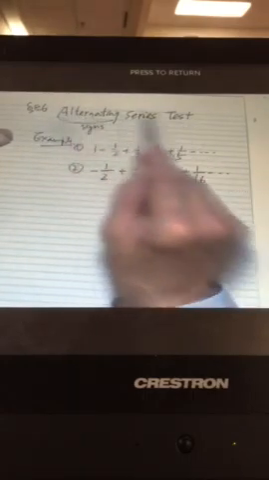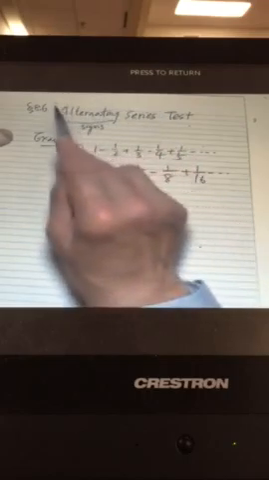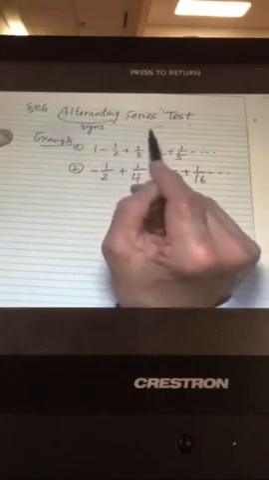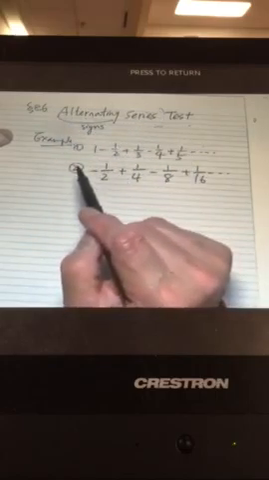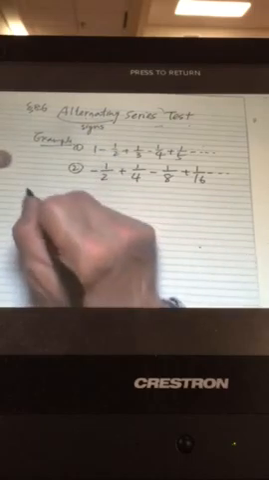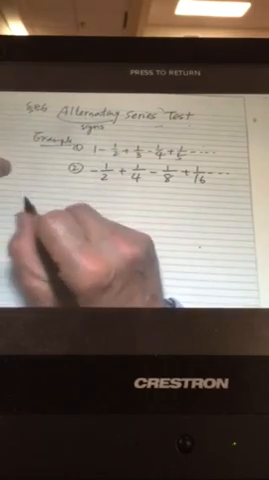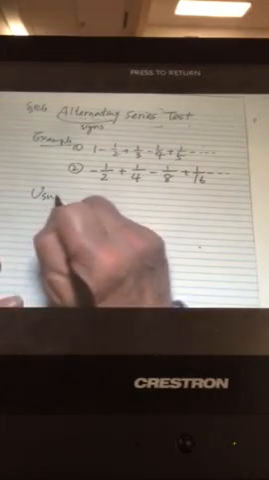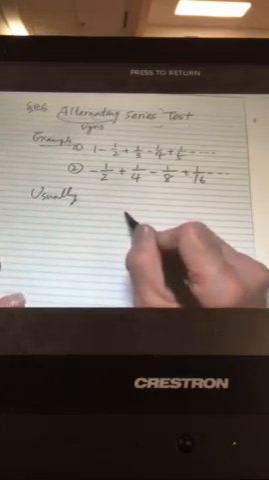So this is a special test reserved for a series that's alternating. So if a series is not alternating, this method doesn't work. Okay? This method is only for this. So what is the test? Before we go on, we usually note a word of notation.